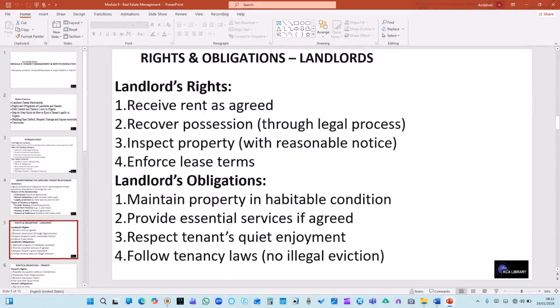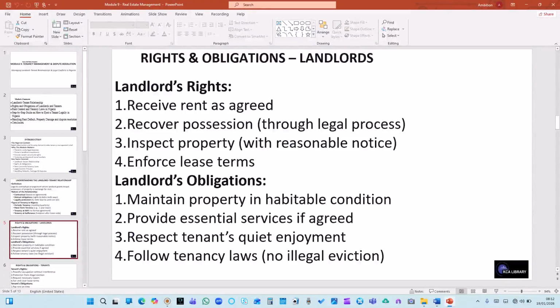Let us look at the rights and obligations of landlord. Landlord's rights. One, the landlord has the right to receive his rent as agreed. The landlord also has the right to recover his possession through legal process. The landlord has the right to inspect the property with reasonable notice. The landlord also has the right to enforce lease terms.